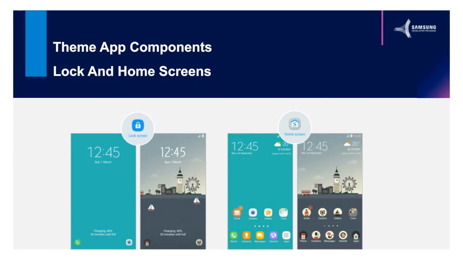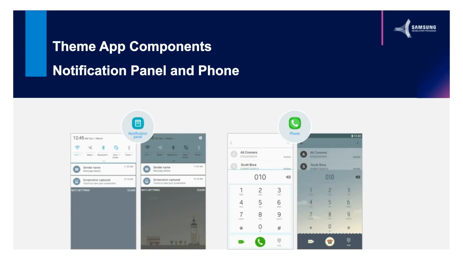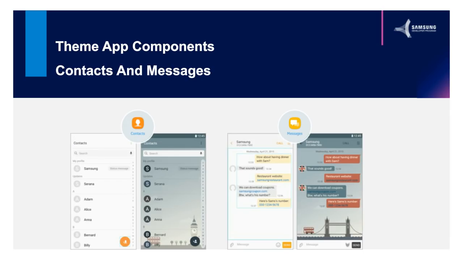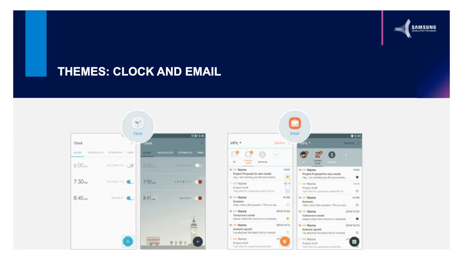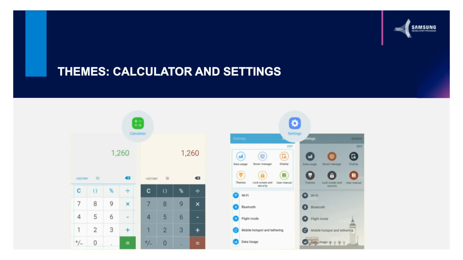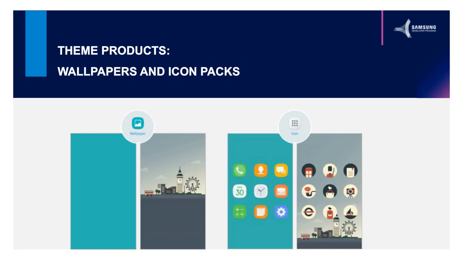Here are a couple of examples of before and after effects for existing themes that have been created using the theme editor tool. On the left side you see the default experience, and on the right side of the screen you'll see the customized version of it. So this one is for the lock and home screen. This is for the notification pane, and similarly we have a few examples of before and after effects for theme applications: clock and email, settings screen, calculator, and these are different product types like wallpaper and icon.